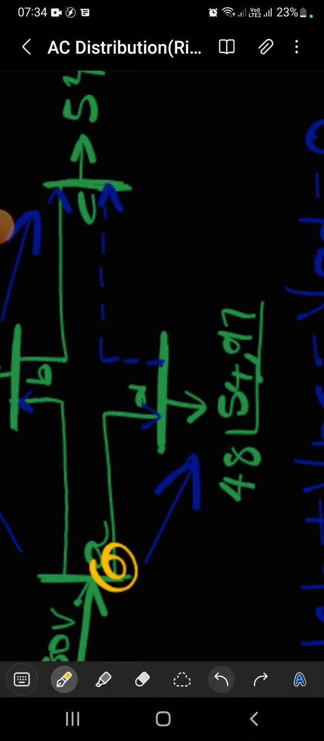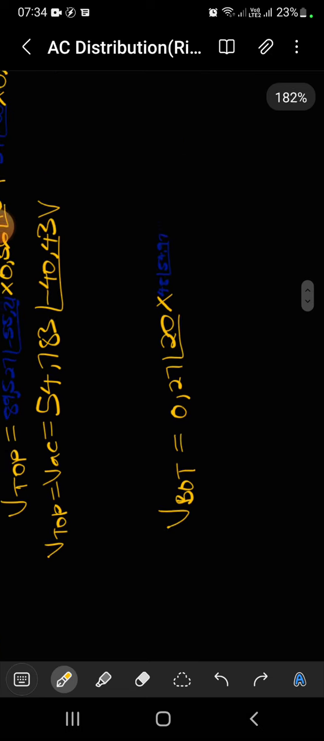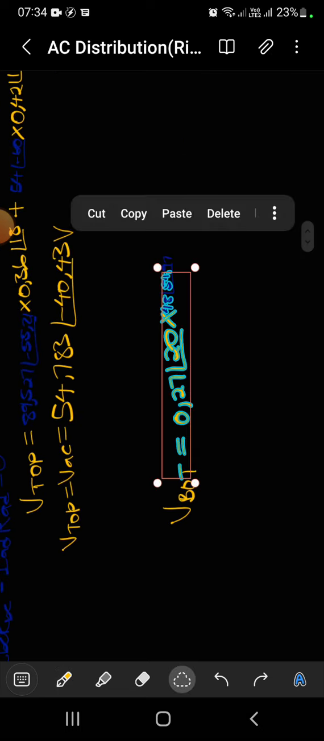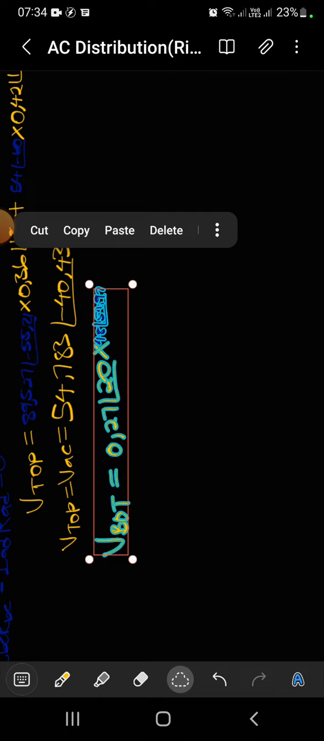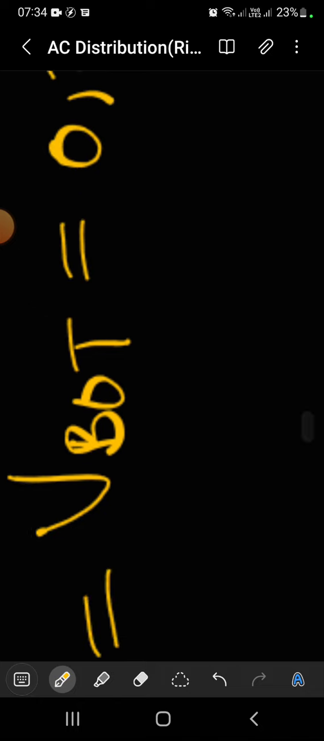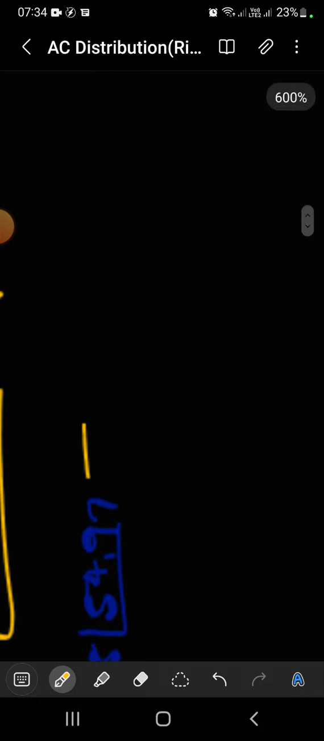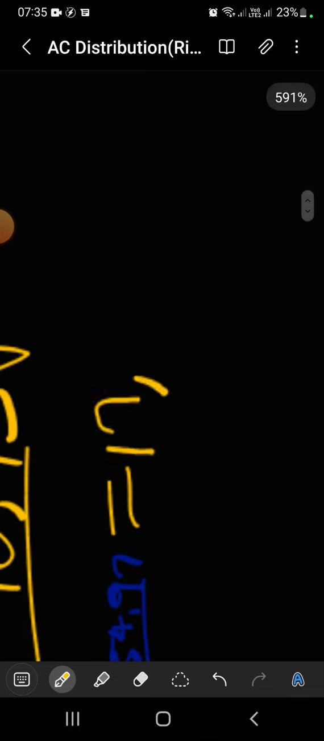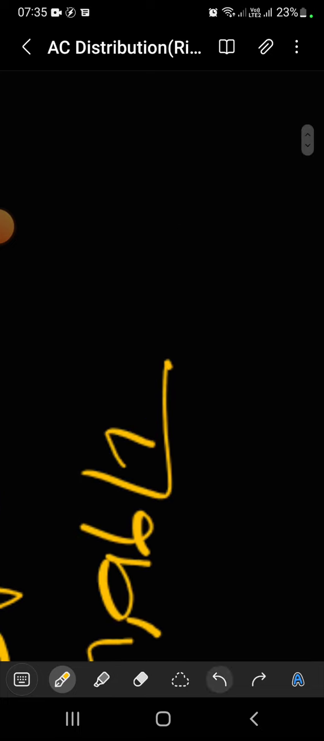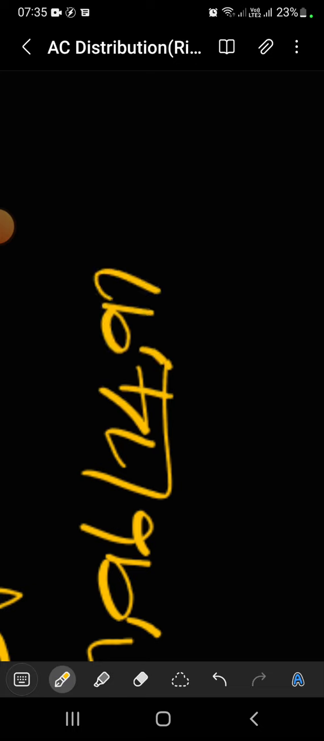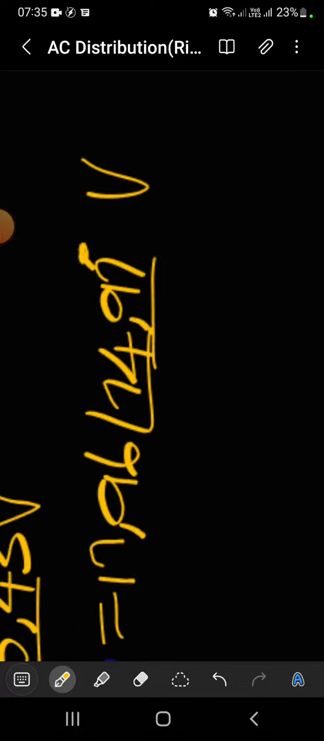Now looking at the circuit again, your V bottom is just from A to D. Your V bottom, which is also known as VAD, you should get as 17.96 at an angle of 74.97 degrees, and this is also in volts.